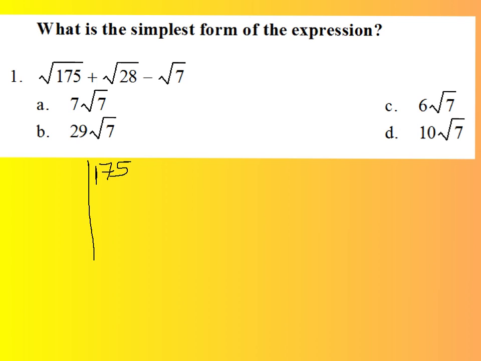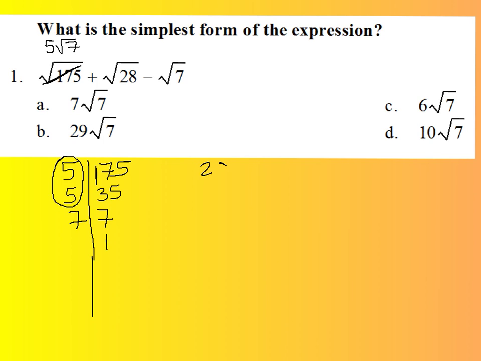So 175, starting with 2, 2 doesn't go in. 3, let's see, 3 doesn't go in. 5 goes in 35 times. Sticking with 5, that goes in 7 times, and then 7 goes in once. All right, so we have a pair, and we need a pair since our index is 2, we need groups of 2. So a 5 comes out, and a 7 stays home. So this is really now 5 square roots of 7.